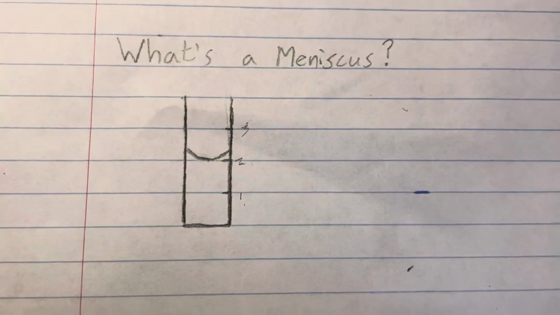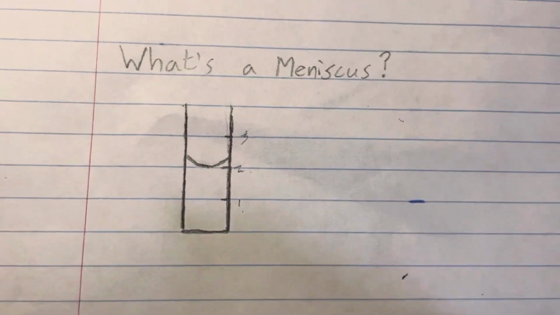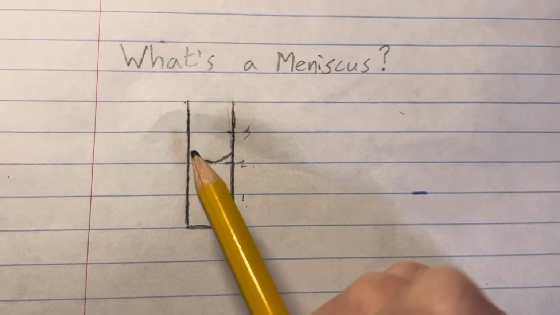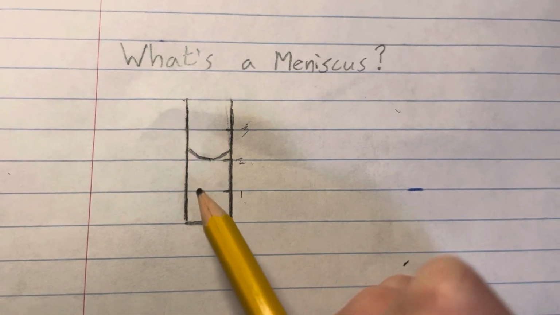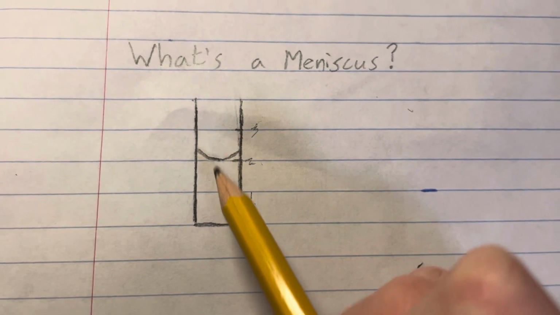So before we begin our experiment, it might be helpful to give a detailed explanation of what a meniscus is. A meniscus is this curve that might appear on the surface of a solution when placed in a container like a graduated cylinder or pipette. It occurs because, let's just say this is water.